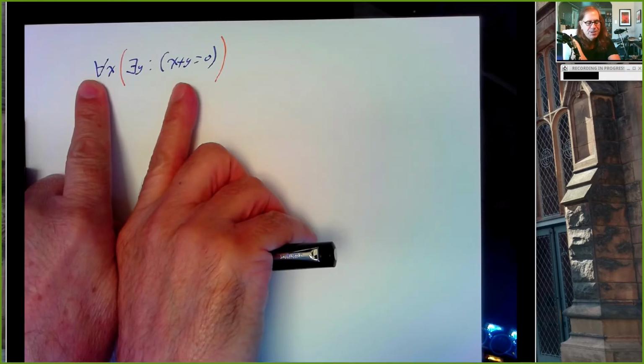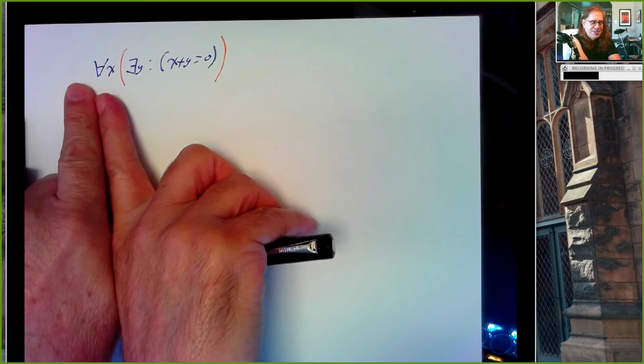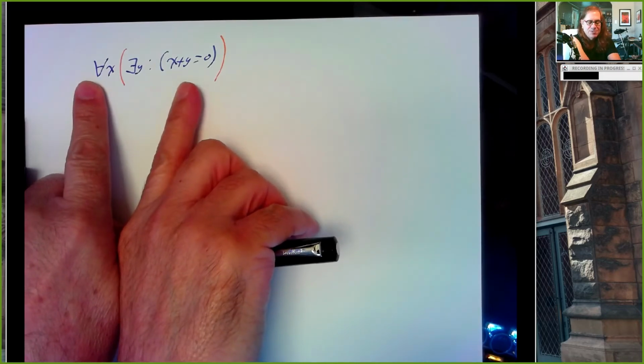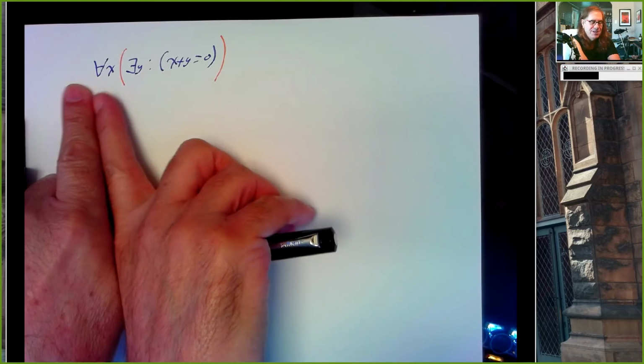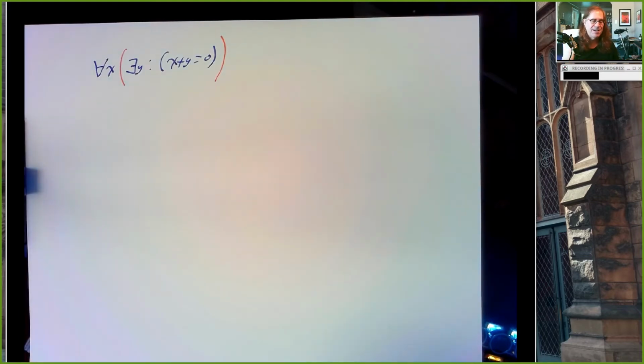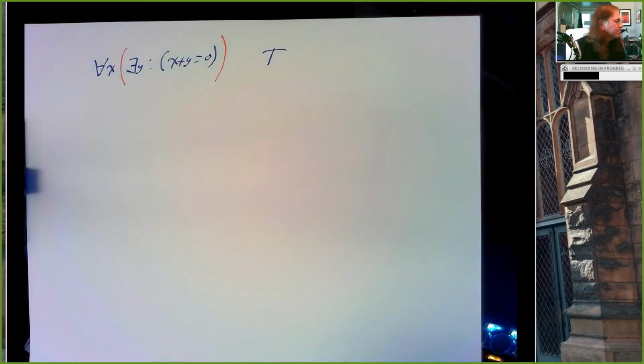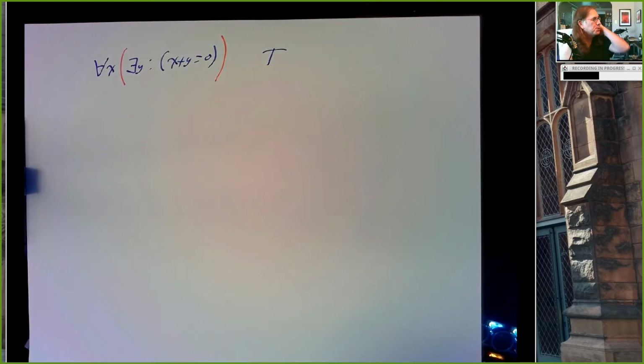Yes. Right? Pretty much any x that you hand me, I can set y equal to negative x, and x plus y is going to be equal to 0. So for all x, there does in fact exist a y such that x plus y is equal to 0. So that's definitely true.